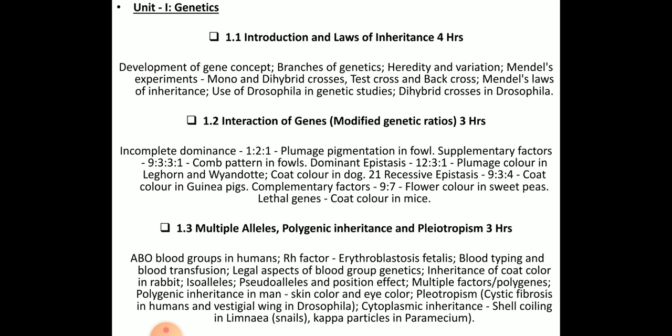Then cytoplasmic inheritance, where we study why shell coiling takes place in snails, and the kappa particles in Paramecium, why the Paramecium has a shoe-like shape. All of that is studied in this inheritance. So these are the subunits which we'll be covering in unit 1.